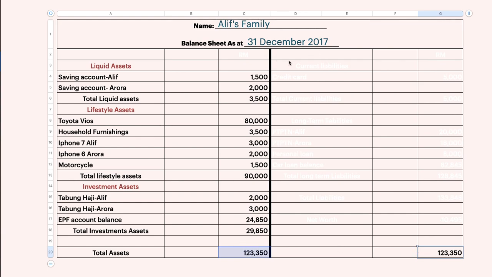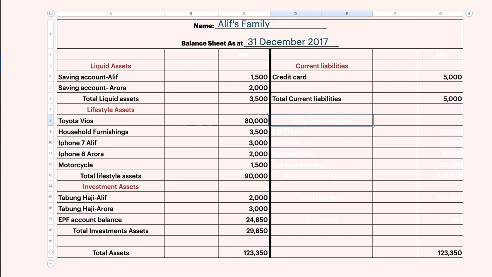So we go for the current liability. When we check the current liability, we have a credit card, only one credit card, but we don't know who it belongs to, so we just record it because it's one family credit card. It may be Alif's. So how much is the credit card? Oh, 5,000. Okay, no more items in the current liability, so you total the current liability and you will get 5,000.